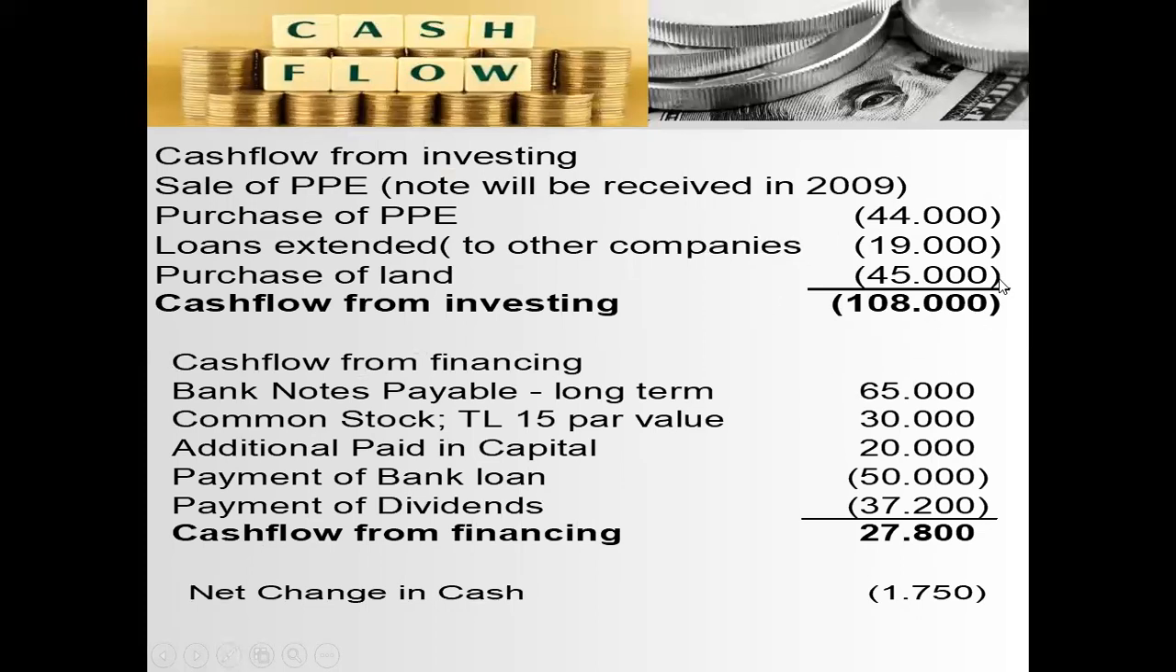the land here. So we invest in all this equipment. This represents 108,000 outflow of money because we are investing in these machines, equipment, and land. And how am I going to finance them? I'm going to finance them through notes payable, which is a liability, common stock, and paid in capital. These are all the ways of financing the company's investments and operating.